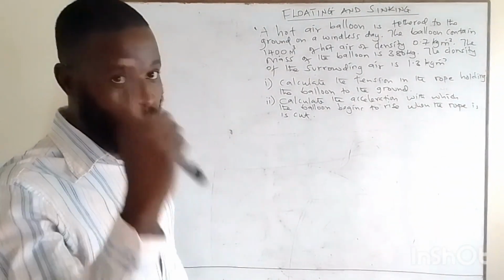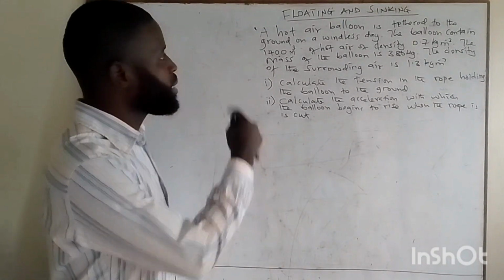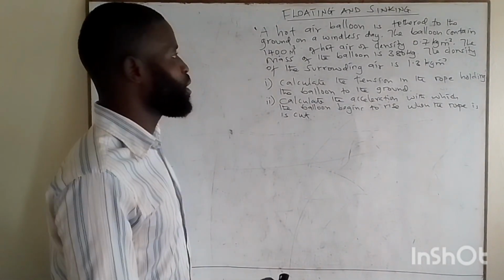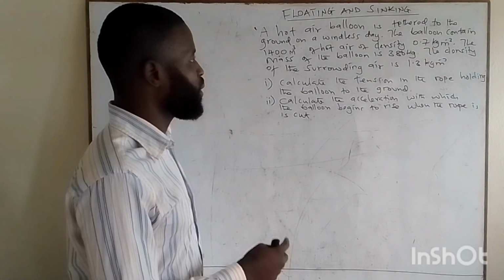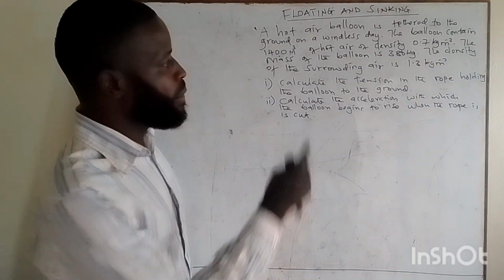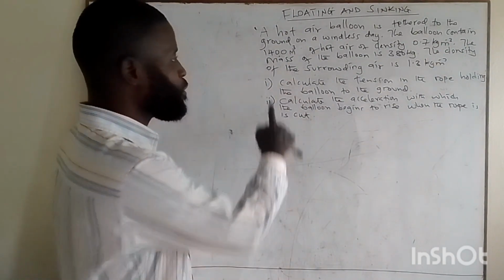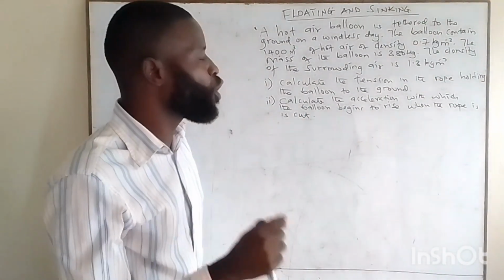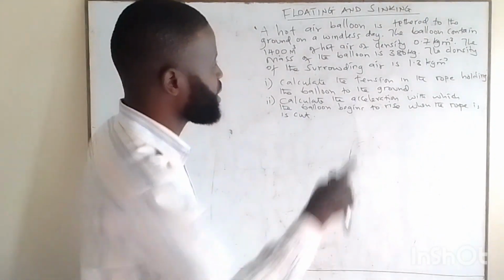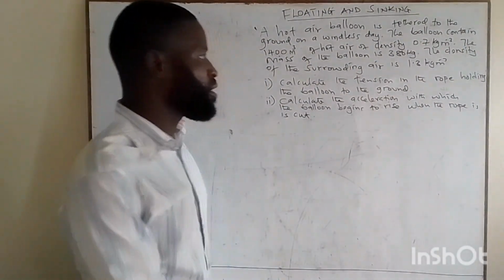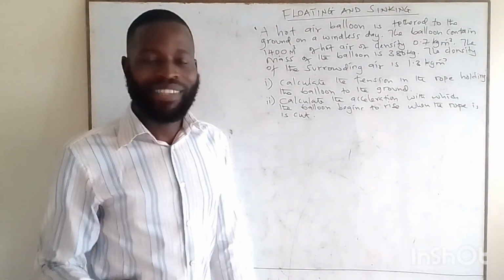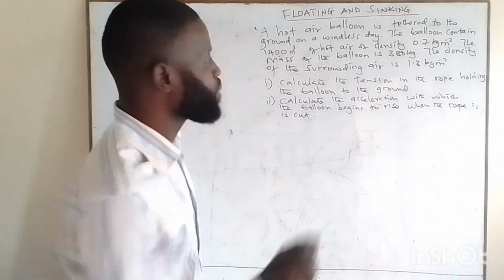Today we want to look at an interesting topic in Form 4, actually the third topic in Form 4. It is a paper 1 question and it reads: a hot air balloon is tethered to the ground on a windless day. The balloon contains 1400 cubic meters of hot air of density 0.7 kilogram per cubic meter. The mass of the balloon is 380 kilogram.